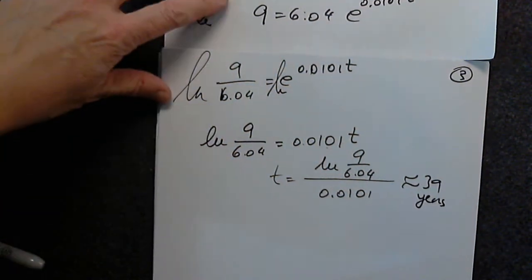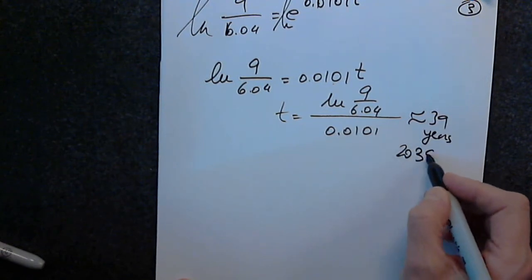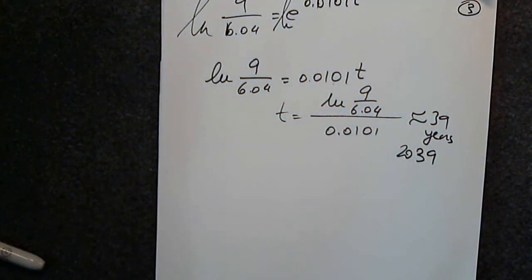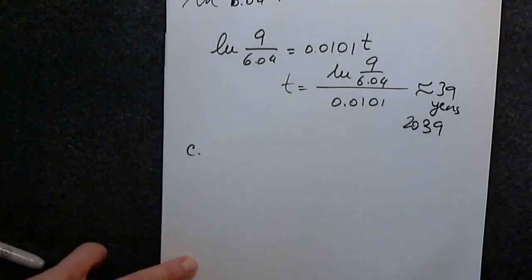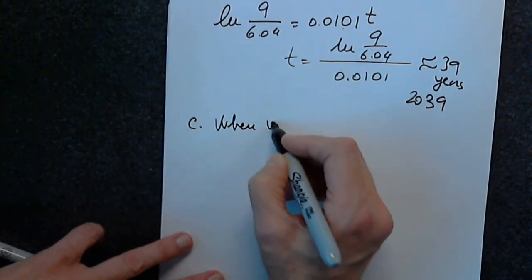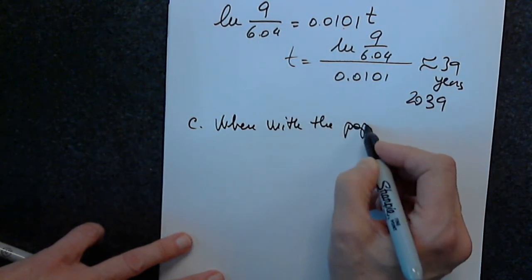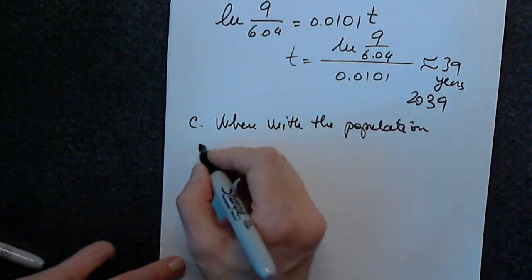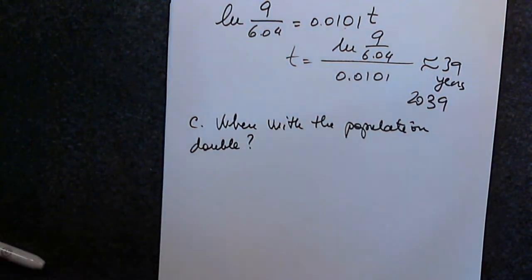Okay. Which means in 2039. Assuming the model still holds, we don't know that. But assuming it holds. Now I want to add part C to this. And here's my question. When will the population double? Double the original one, of course. What was the original population that we started with? 6.04 million. Okay, so the question is, when will the population double? Assuming the model is still true.